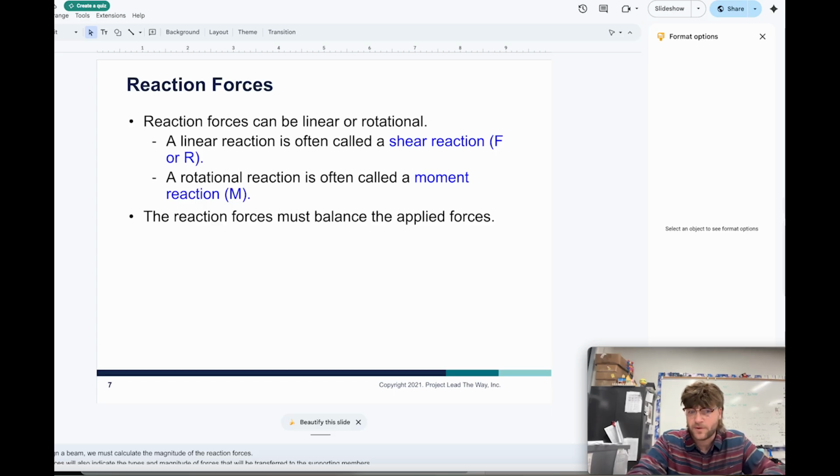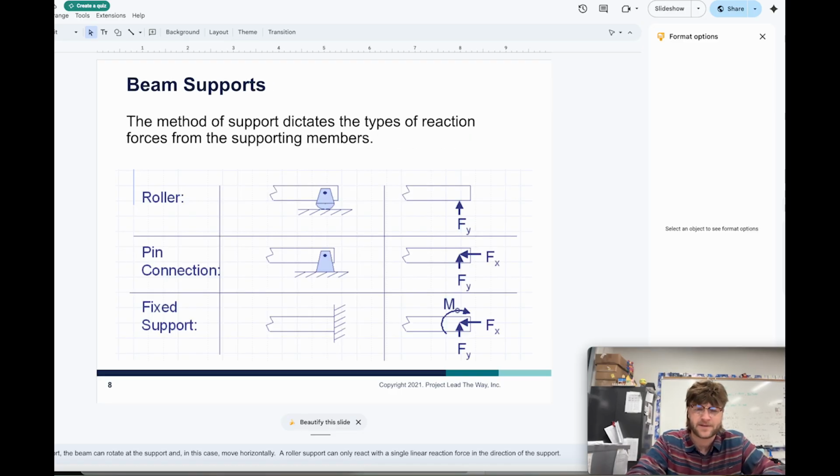The reaction forces must balance the applied forces. And so that's where we get to the sum of the forces is equal to 0 or the sum of the moments is equal to 0. Before we get to that point, though, here's some of the beam supports, different methods that we can support beams. And this dictates also the types of reaction forces from the supporting members.